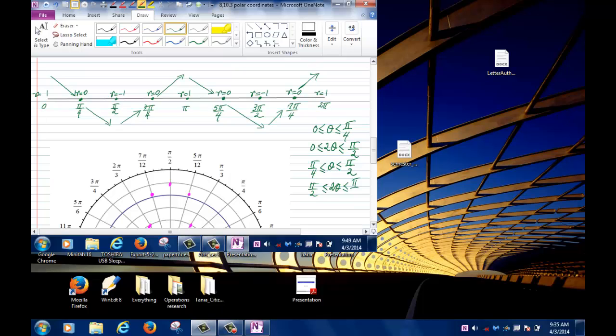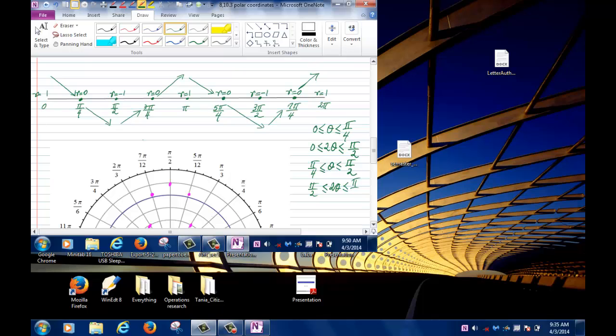Cosine 2 theta, as 2 theta goes from pi over 2 to pi, the value of cosine 2 theta will go from 0 to -1, right? So we have still decreasing up to -1, that's why. I keep doing that, and then I come up with this whole picture, right? Is that making sense? That is how to obtain this figure for where r is increasing and decreasing.